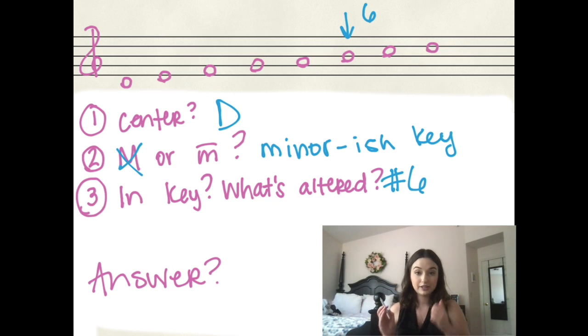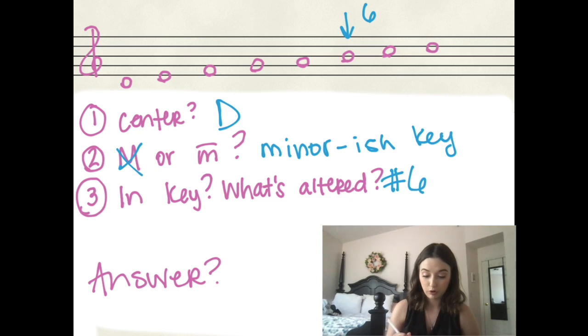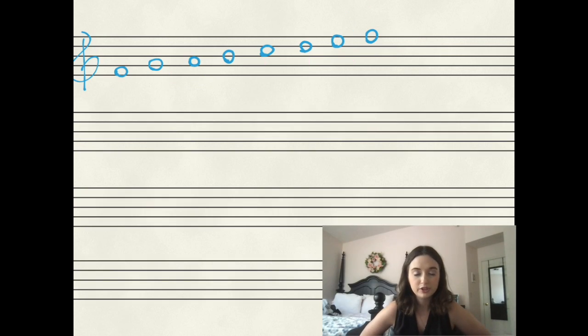So now we say, okay, let's go back to our handy dandy little chart. Which one of the minor-like church modes has a raised 6th scale degree? Dorian, that's correct. So we always write the pitch center first. So I'll put D and then our church mode. So Dorian. And then we did it. Yahoo! All right, let's do a couple more just for some practice.